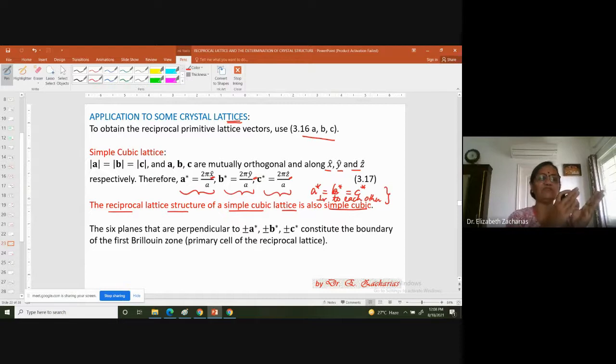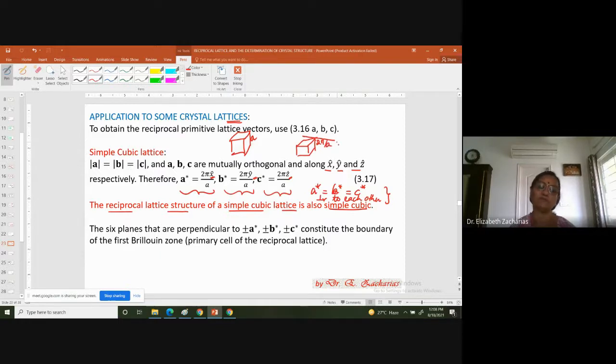Exactly like A, B, C in the space lattice. So you come to the conclusion that for a simple cubic lattice, the space lattice and the reciprocal lattice, both of them are simple cubic. The only difference is that in the space lattice, the side of the cube is A. In the reciprocal lattice, the side of the cube is, anyone? The side of the cube is 2 pi by A.